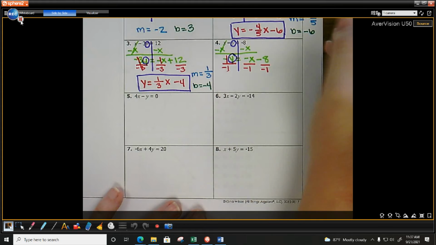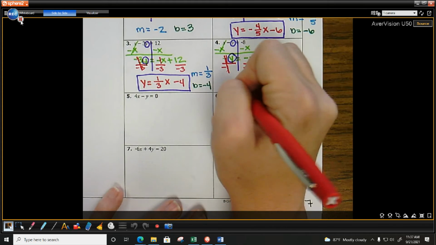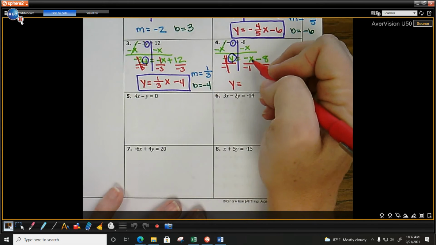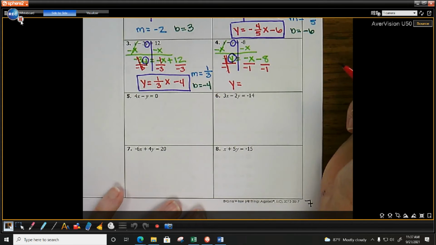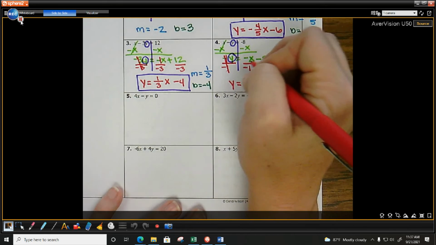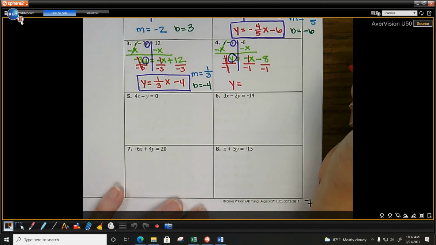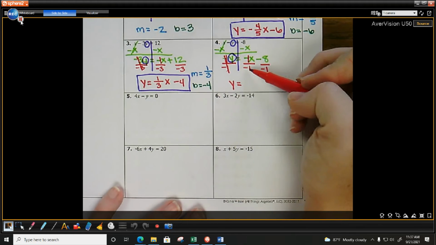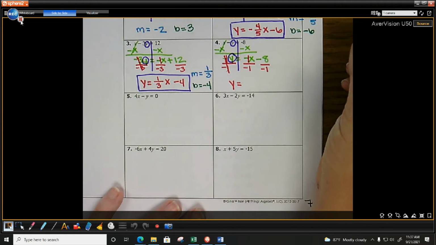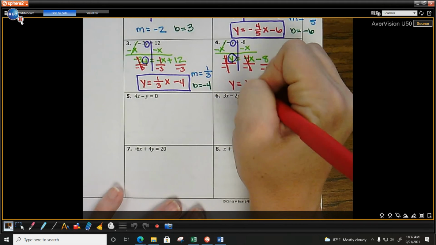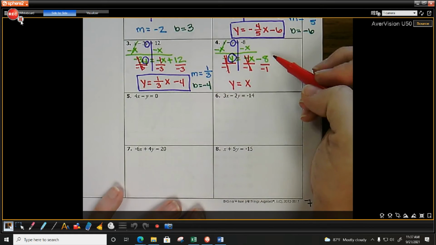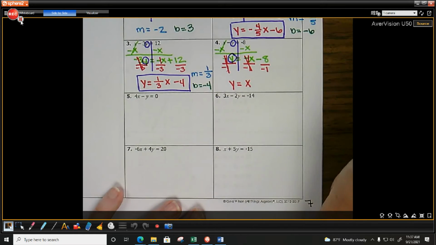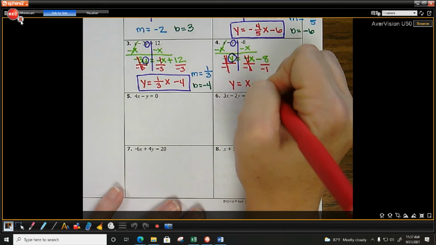This x doesn't have a coefficient, but I can put a what in front of it? A 1. All variables have an understood coefficient of 1, and in this case there's a negative, so negative 1. What's negative 1 divided by negative 1? They cancel, and I get x. What's negative 8 divided by negative 8... what's negative 8 divided by negative 1? Positive 8. Are we now in the form y equals mx plus b?